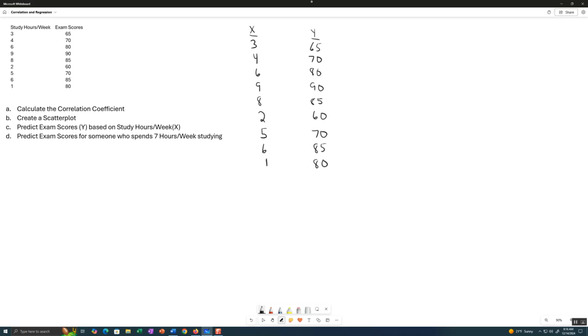So those are my x and y, study hours and exam scores, right? This is my x, and this is my y. I want an x squared column. I want a y squared column, which is going to be a little bit more for me to compute here compared to the x squared column.